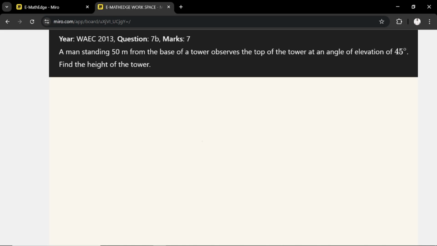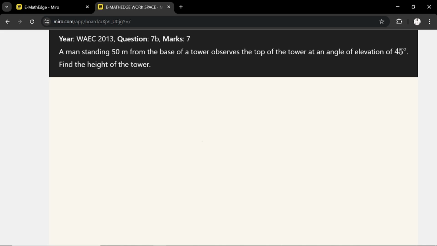Now, still on the topic trigonometry, we have a WAEC question for 2013, question 7b, which carries a total mark of 7. And the question says, a man standing 50 meters from the base of a tower observed the top of the tower at an angle of elevation of 45 degrees. Find the height of the tower.